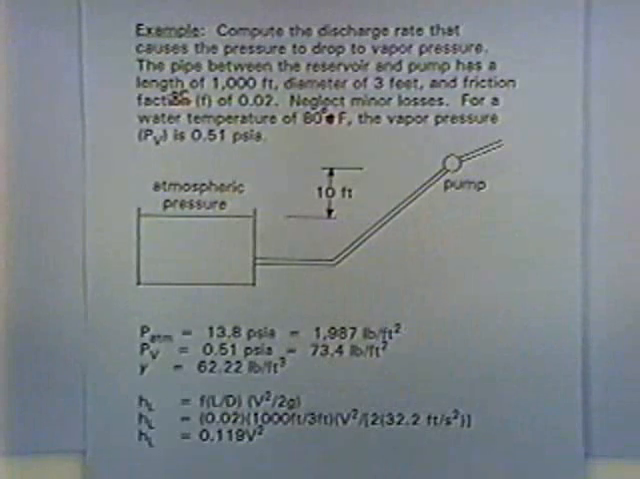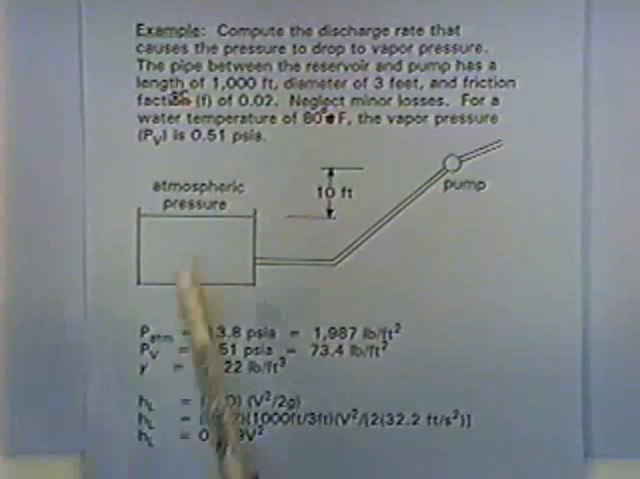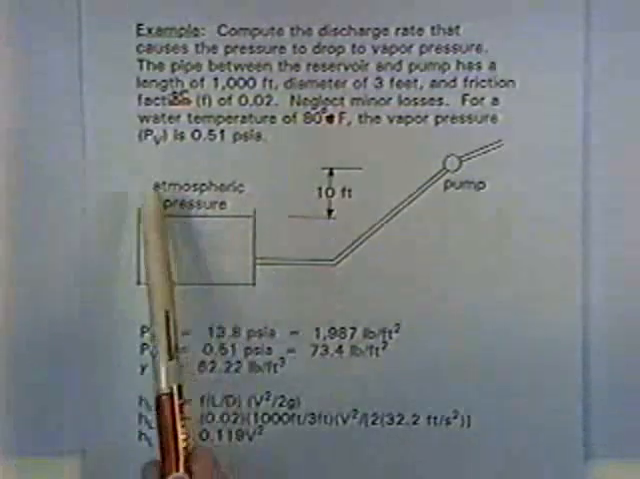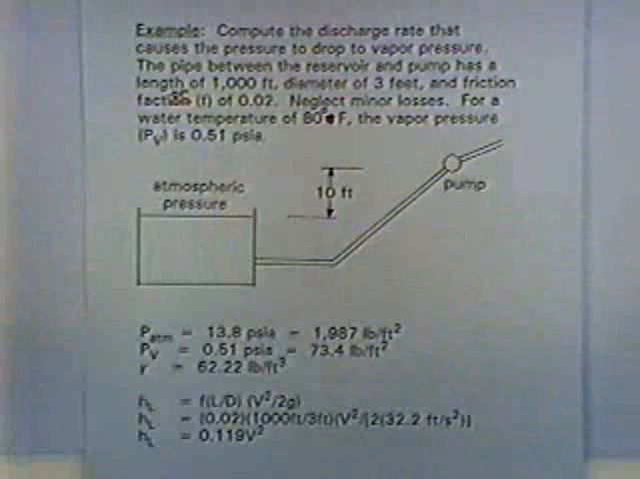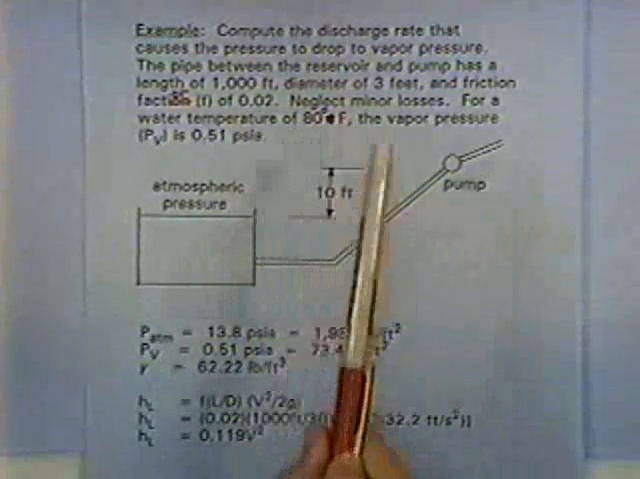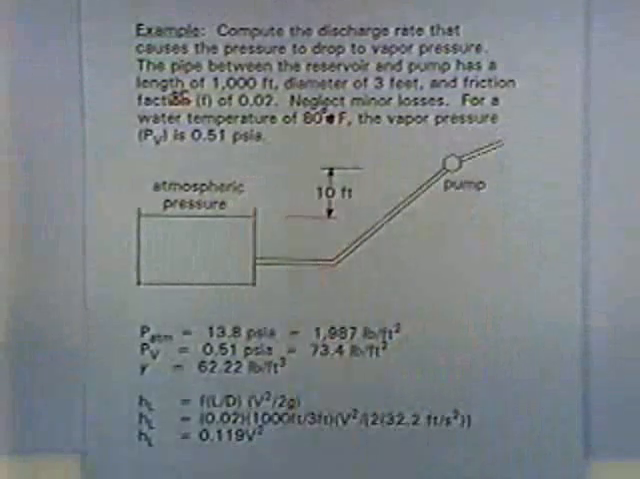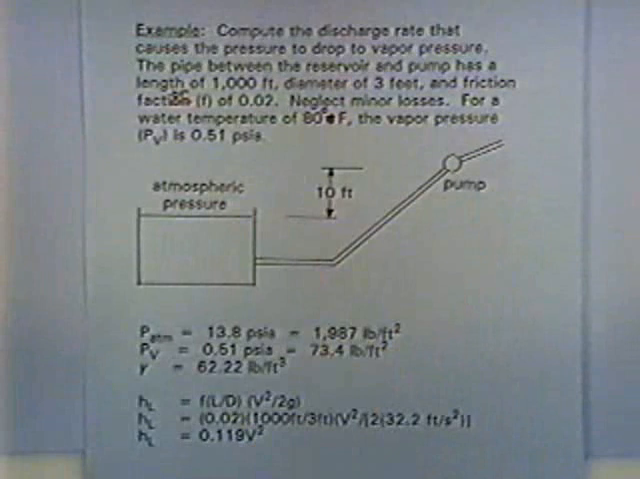It says compute the discharge rate that causes the pressure to drop to vapor pressure. The pipe between the reservoir and pump has a length of 1,000 feet, diameter 3 feet, and friction factor f, which I misspelled the word. You need to correct my spelling in your notes there, and also my little degree sign. 0.02, so that's implying we're using the Darcy-Weisbach equation, and the temperature of 80 degrees Fahrenheit will give us the vapor pressure. Vapor pressure is from the properties of water table in the reference manual.